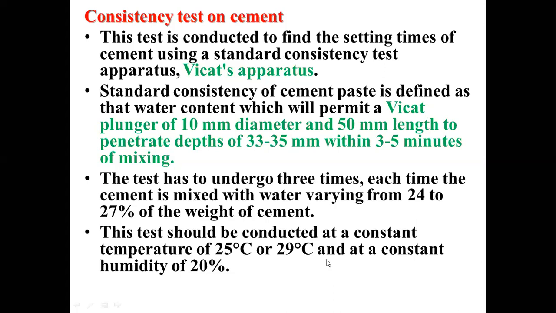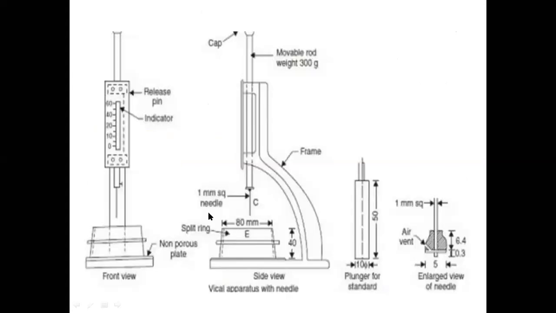This test should be conducted at a constant temperature of 25 to 29 degrees centigrade, and at a constant humidity of 20%. So these are the operators. We can see that these are the Vicat apparatus operators. This is the scale.